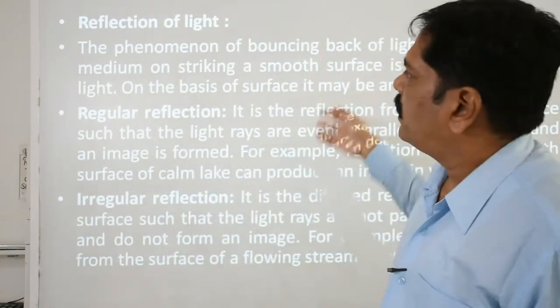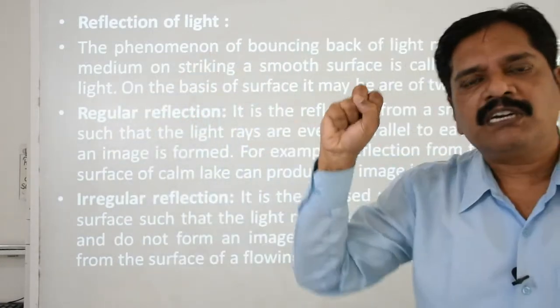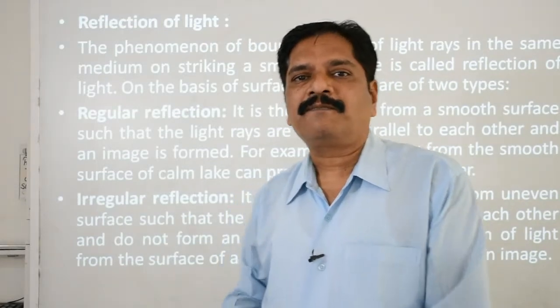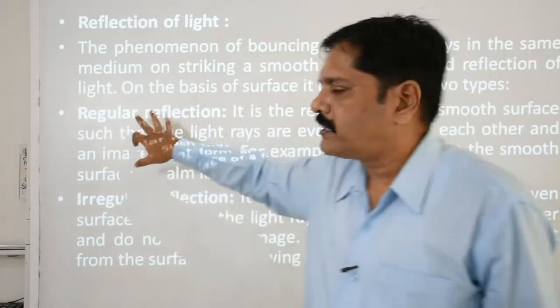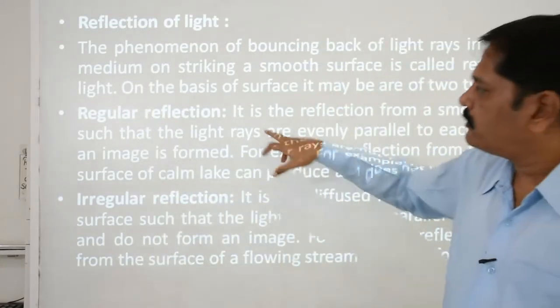Okay, so here we are also going to discuss this one thing. On the basis of the nature of the surface and bouncing back the light ray, it is of two types. One is the regular reflection, and the second is the irregular reflection. So what is the regular reflection?